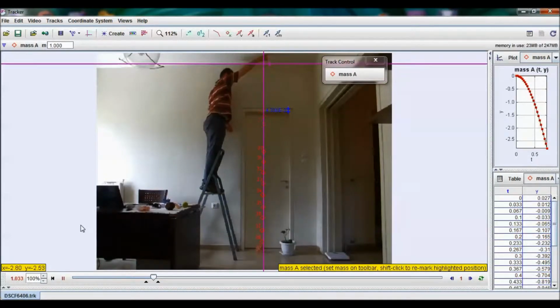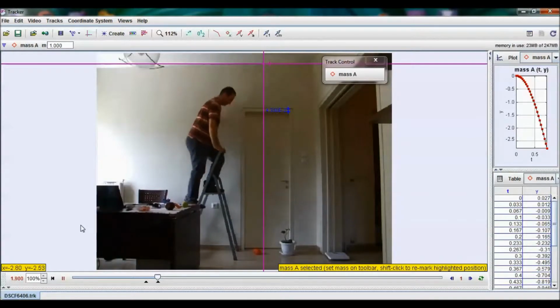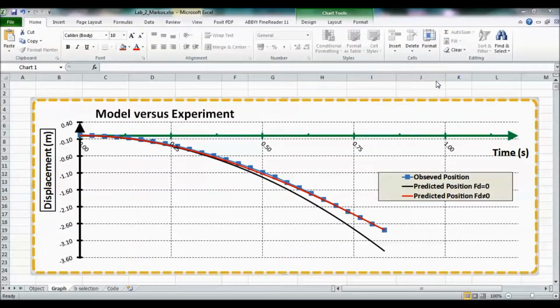I constructed two computational models for predicting the motion. Subsequently, I compared the predictions of the computational models to the observations by plotting both the observed and the predicted positions versus time on the same graph.